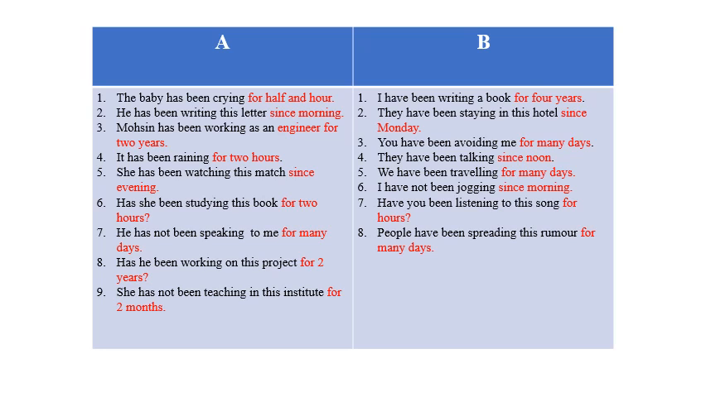He has been writing this letter since morning. Morning is the exact point of time. Mohsin has been working as an engineer for 2 years. Again, for 2 years is a period of time. You do not know when 2 years started. It has been raining for 2 hours. 2 hours is also a period of time.